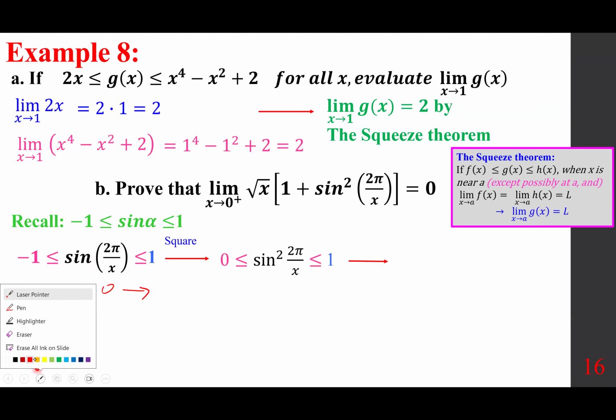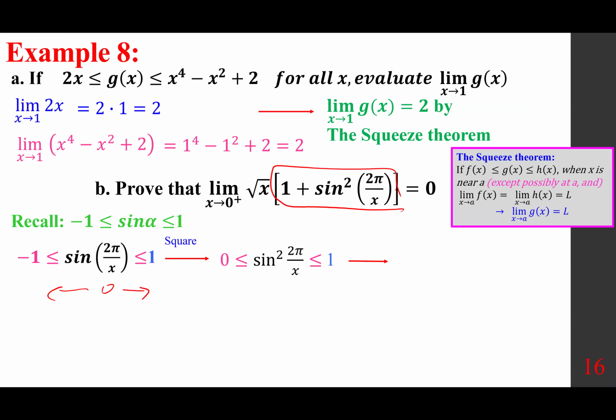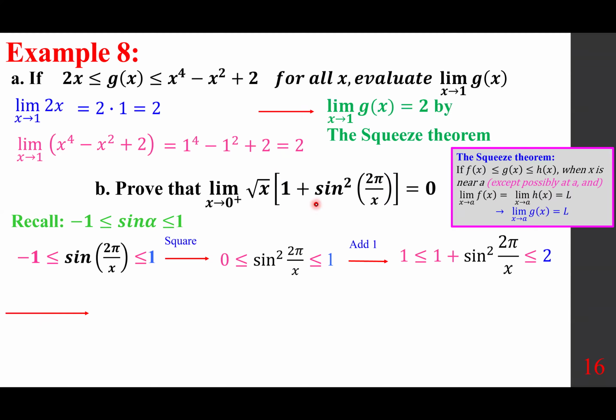Now, the idea is to make it look like this. And to make it look like this, what is missing? Number 1. Therefore, add 1 to all sides. So to do so, this becomes 1, this becomes what we want, and this becomes 2. So far, so good. What else do we want? Well, we want square root of x. So let's multiply all sides by square root of x. And remember, when you multiply or divide by a negative number, it flips over. But x is approaching 0 from the right, so you do know it's positive, so nothing changes.